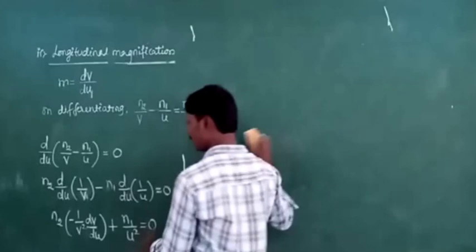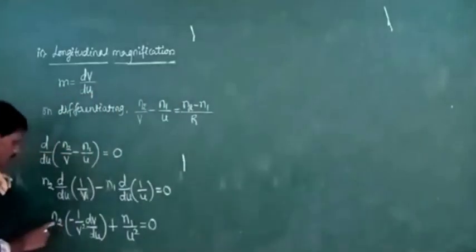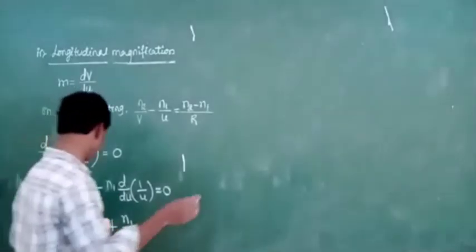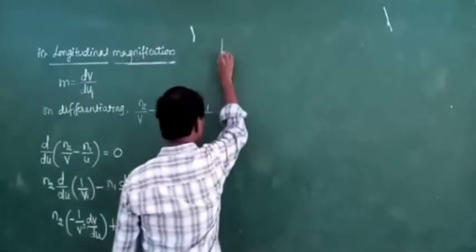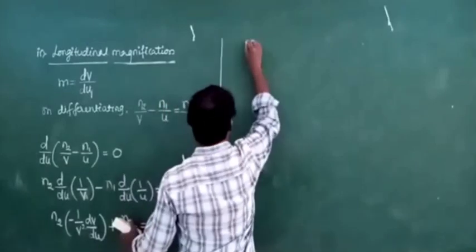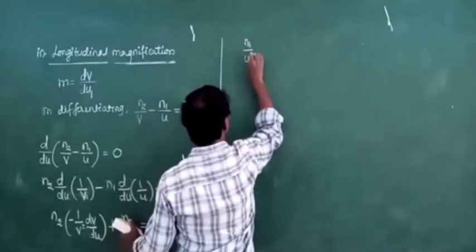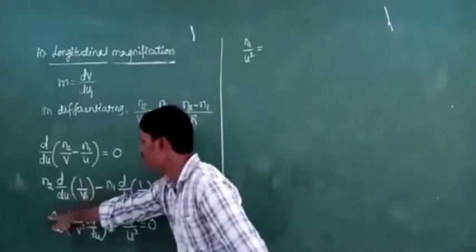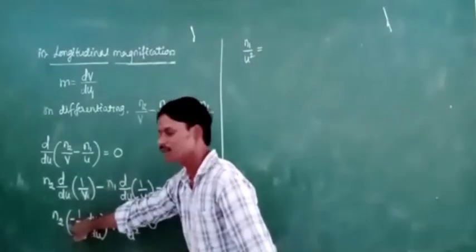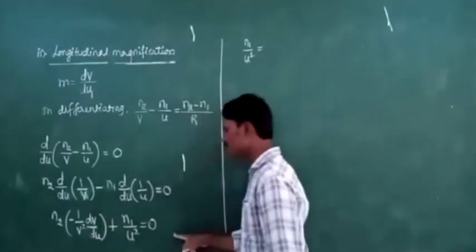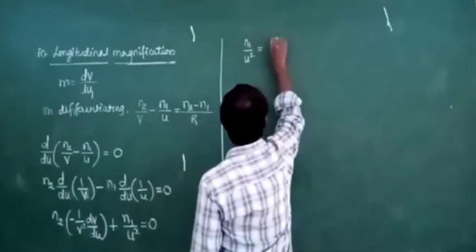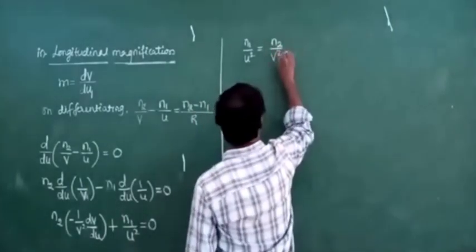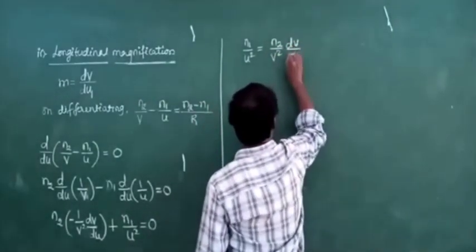Then I will take this to the right hand side. It is n1 by u square on the left side only. I will take this to the right hand side, then it is plus into minus, minus. I will take the minus of this term to the right hand side, and that becomes plus. That is plus n2 by v square dv by du.